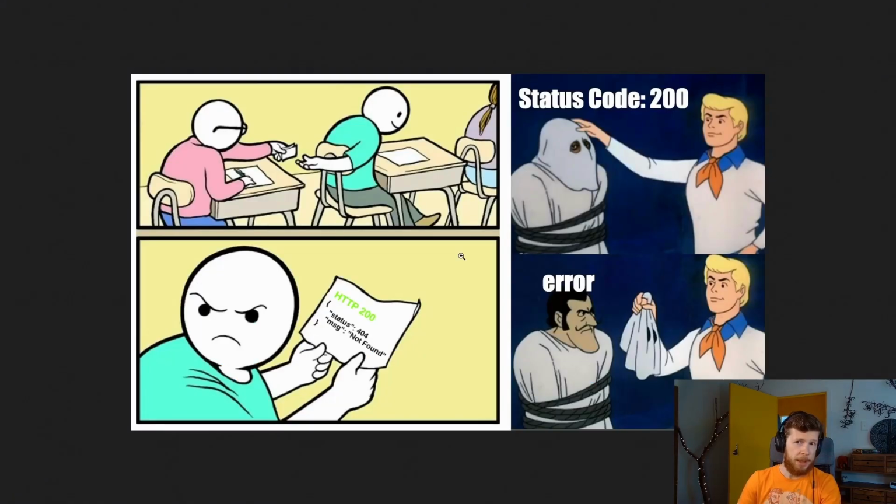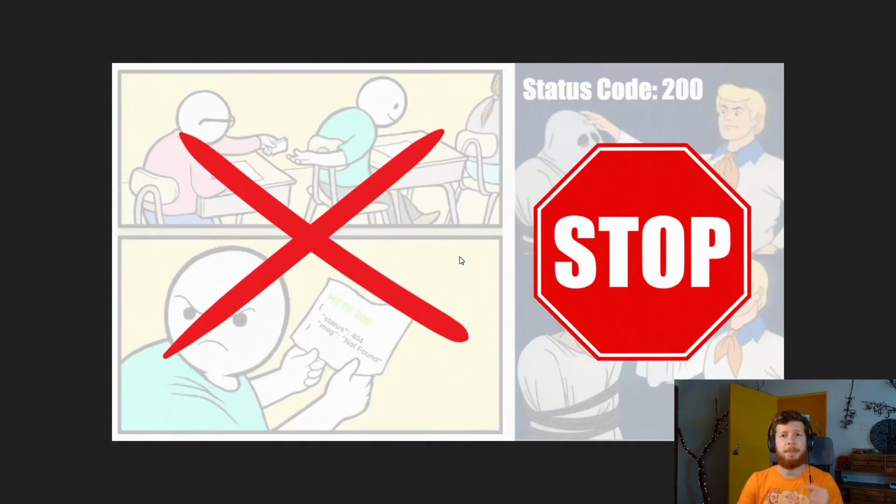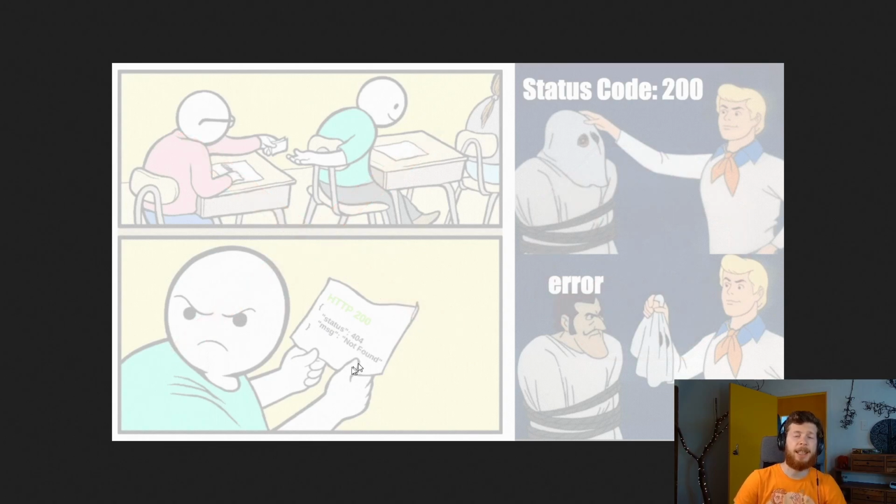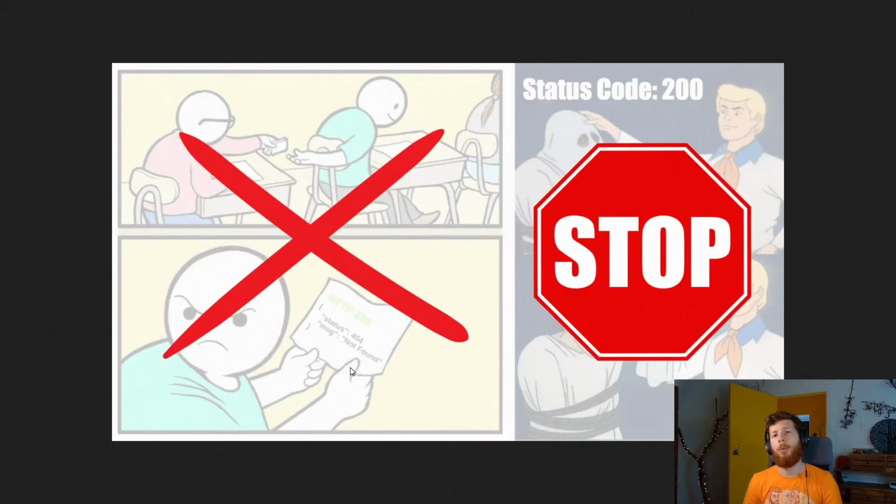Have you seen these memes? Don't be this person. Making 200 with the error inside is making everything way more complicated than it should be. Just follow the spec. HTTP codes were invented for reasons. If something is wrong, it has to be explicitly said. 200 means okay, okay?